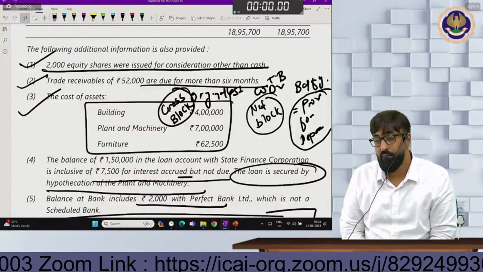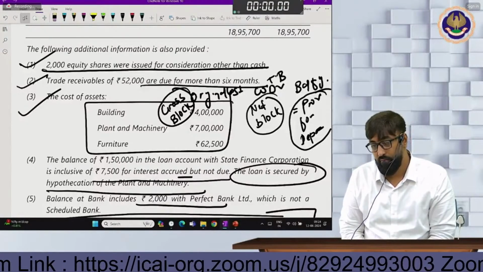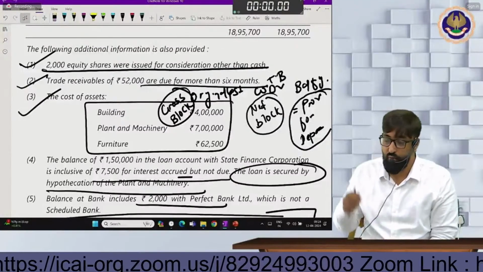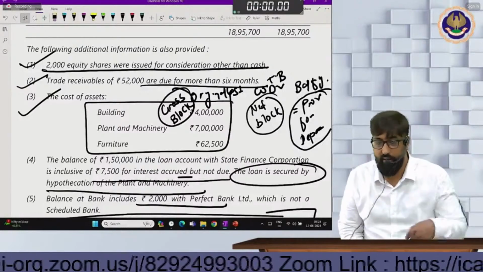Yes, sir. So the cost of asset over here we have, sir, land which will not have any depreciation, but building, plant and machinery, we will put. So you will present it in gross block, accumulated depreciation, minus, and net block. Okay. Net block. Yes, sir.